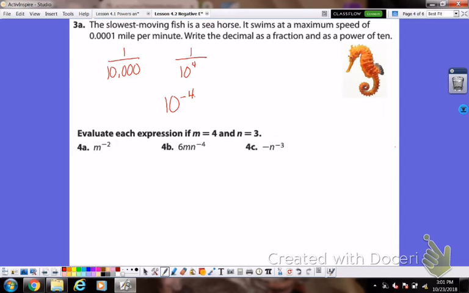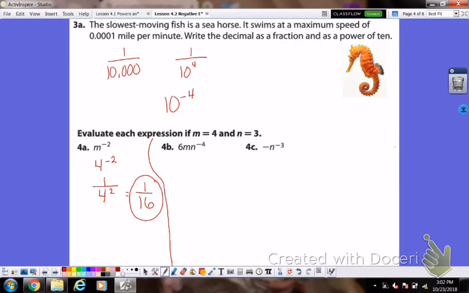Now that we've done a little bit of practice with our negative exponents, let's actually evaluate some things. Evaluate each expression if m equals 4 and n equals 3. We know our first step is substitution. So m to the negative 2, m is 4. So 4 to the negative 2. We know now that this negative exponent just means we rewrite as a fraction, so 1 over 4 squared. And we know that 4 squared is 4 times 4. So our final answer, 1 over 16.